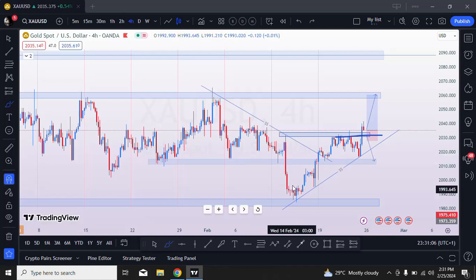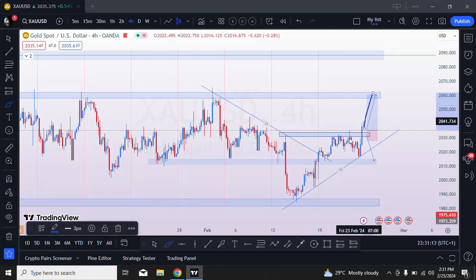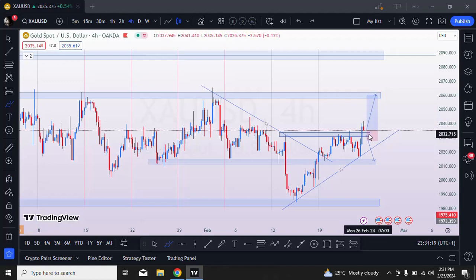That's my second bias. The first one is the continuation of this uptrend, right, all the way up. And the second one is if price fails and continues to fall and breaks below this place, I'll be looking for a short sell down to this place this week, right? That's for gold.